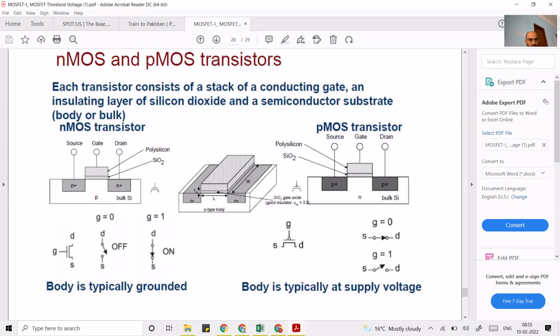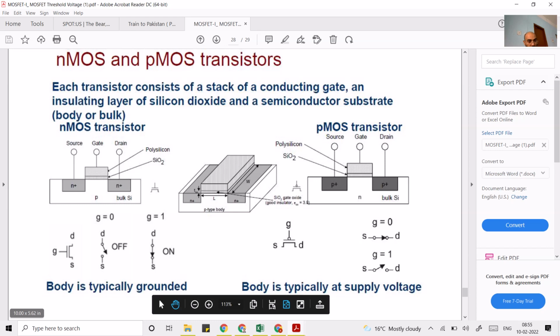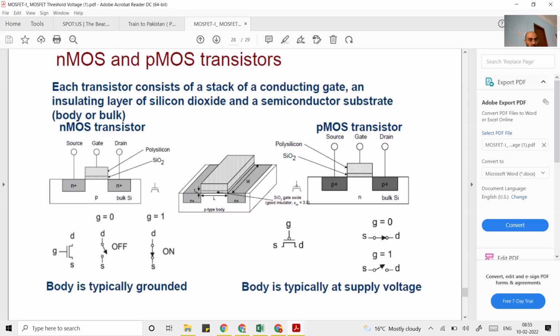The symbol for NMOS is this. It is shown here without a bubble, you can see, and no arrows are there. And this symbol is for when the gate is at 0 voltage. When you don't apply any voltage at the gate, there is no channel, and the switch is off. So the NMOS will work as a switch, and the switch will be controlled by this gate voltage.